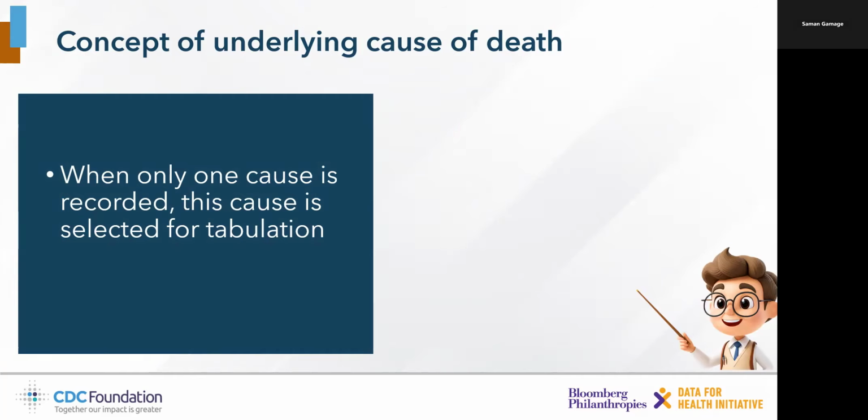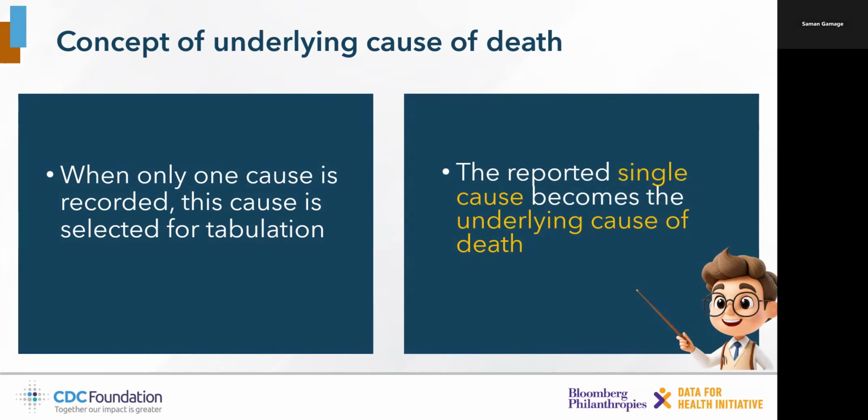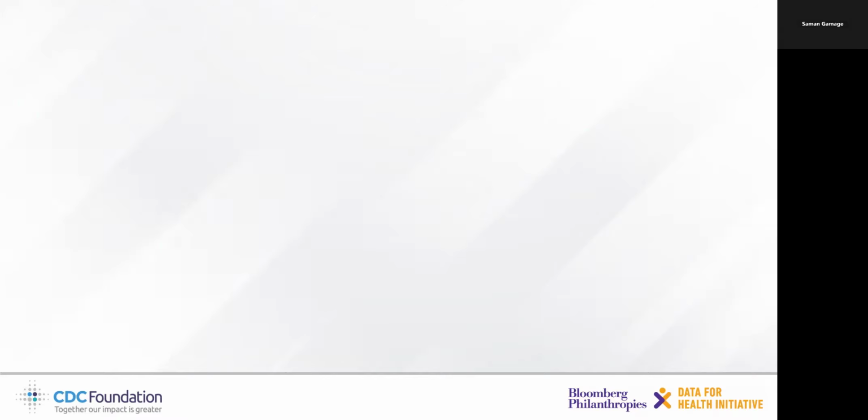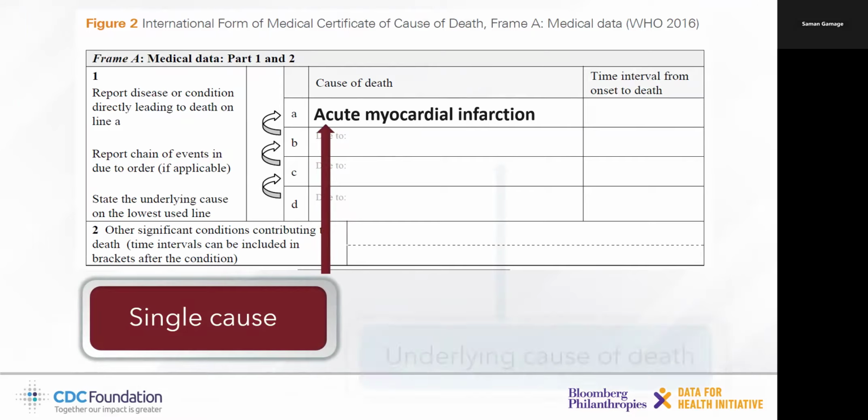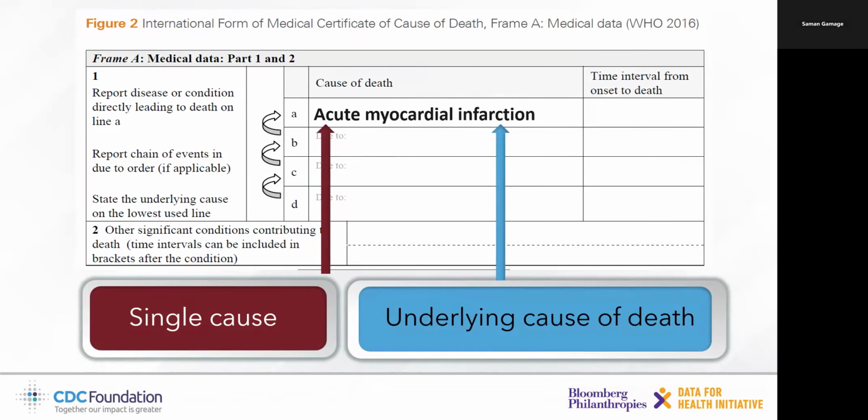Concept of underlying cause of death. Now we discussed the cause of death, and then there is another concept, underlying cause of death. When only one cause is recorded, this cause is selected for tabulation. The reported single cause becomes the underlying cause of death. Single cause on the certificate, and this is also the underlying cause of death.